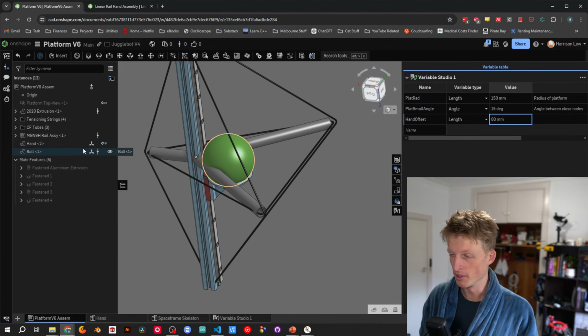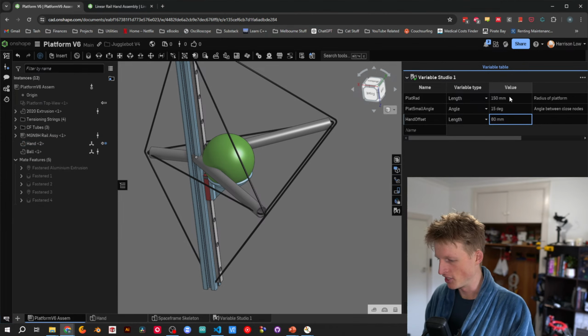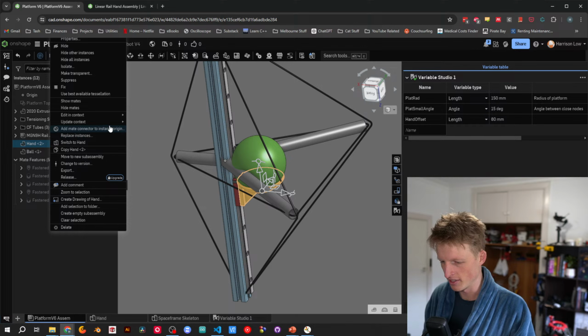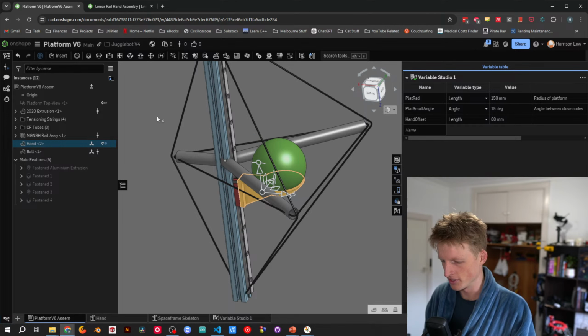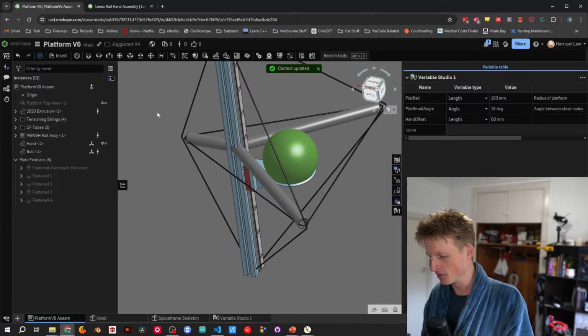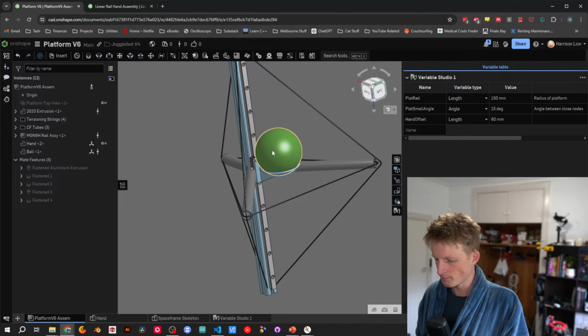If anyone is familiar with Onshape and knows how to do this properly, I'm changing a variable in my variable table and I wanted to update this thing, but I have to go in here every single time and update it. So frustrating. I wish it would just do it automatically. Yeah, if you know a way to do that, I would love to know.